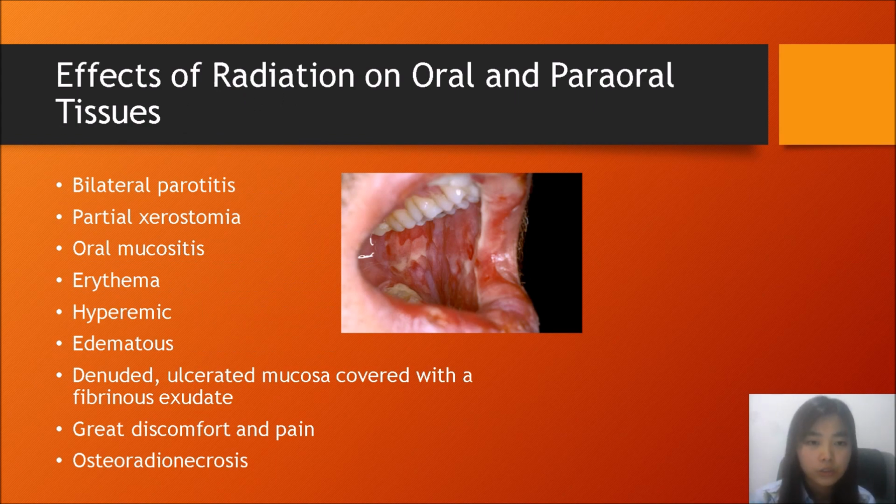First is bilateral parotitis, partial xerostomia, and oral mucositis, which can be seen in the diagram above, showing the whitish color, soreness, and swelling of the mucosa. Then erythema, which means redness of the mucosa, hyperemic, which means increased blood flow to the area, edematous, and slowly it will become a denuded, ulcerated mucosa covered with a fibrinous exudate, and this will lead to great discomfort and pain. And lastly, if there is heavy radiation to the bone, osteoradionecrosis will occur.